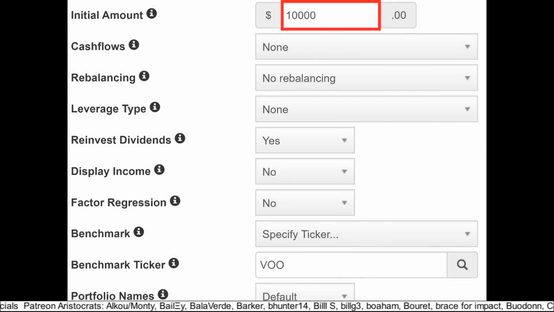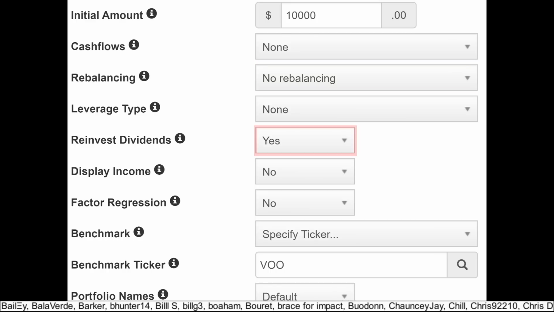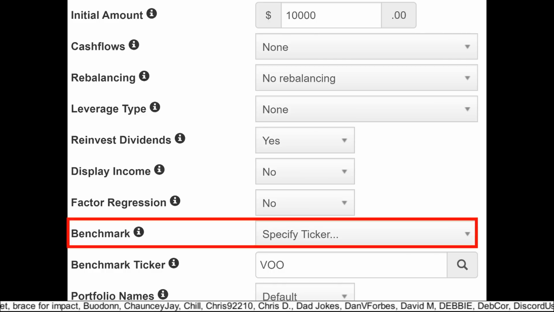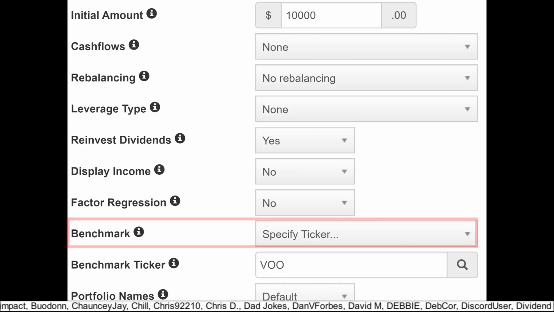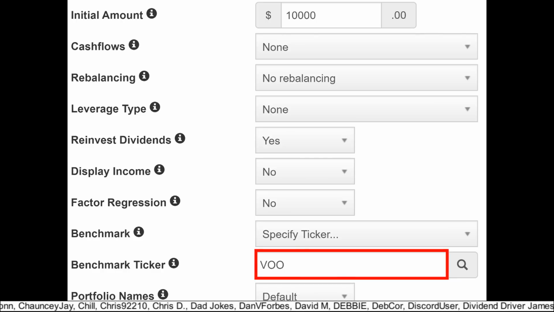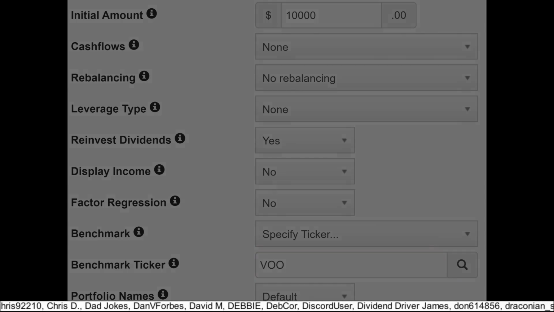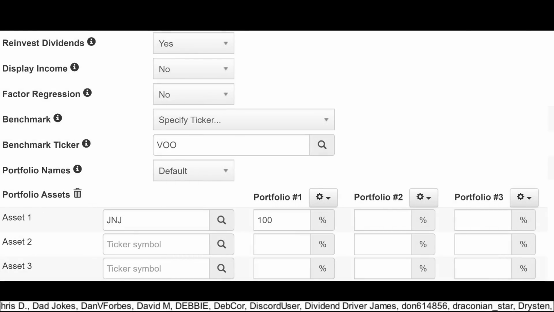They default $10,000 as the starting amount of your portfolio, which is fine to keep. Then I have rebalancing set to no, and make sure that reinvest dividends is on yes. I recommend you spend some time familiarizing yourself with all the options. Okay, and I want to compare J&J to VOO, so I'll click on Benchmark and then select Specify Ticker and type in VOO, which means I'll be comparing whatever portfolio I create to VOO, which is basically the S&P 500.